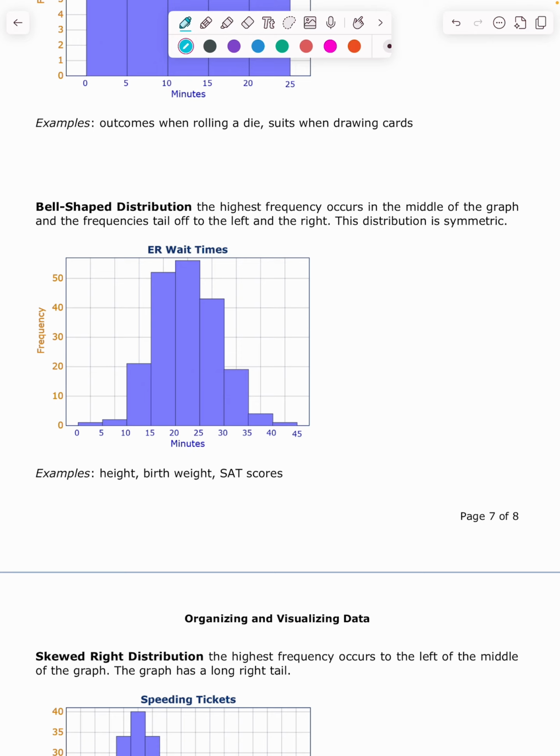So if I draw a line over this one, we get kind of a bell shape to it. It's like a Taco Bell. Some examples of things that are bell-shaped are height, birth weight, SAT scores, IQ scores. A lot of things in probability are bell-shaped. It's a very common distribution. Okay, like I said, we're going to be BFFs with this distribution. You just wait.